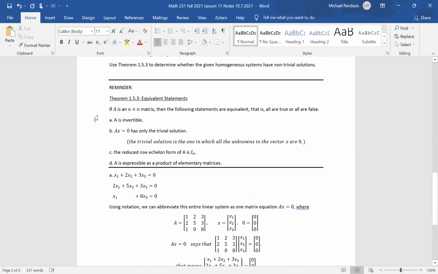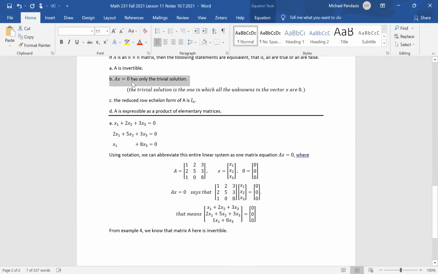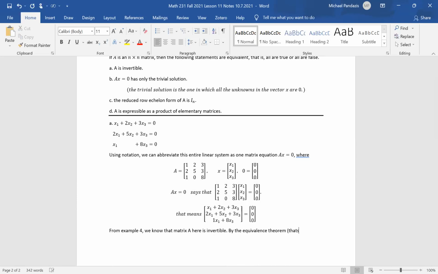Well, if we know that A is invertible, we know that this statement is true. And by the equivalence statements theorem, that means that B is also true. They all have the same truth value, so B does. Well, that means that Ax equals 0 has only the trivial solution. By the equivalence theorem, that's another name for theorem 1.5.3.